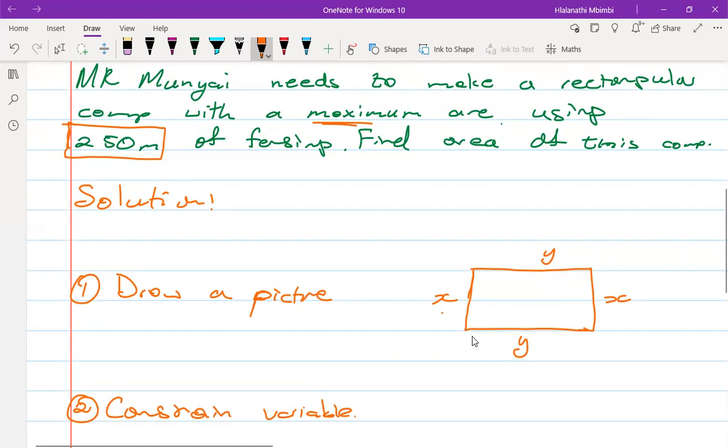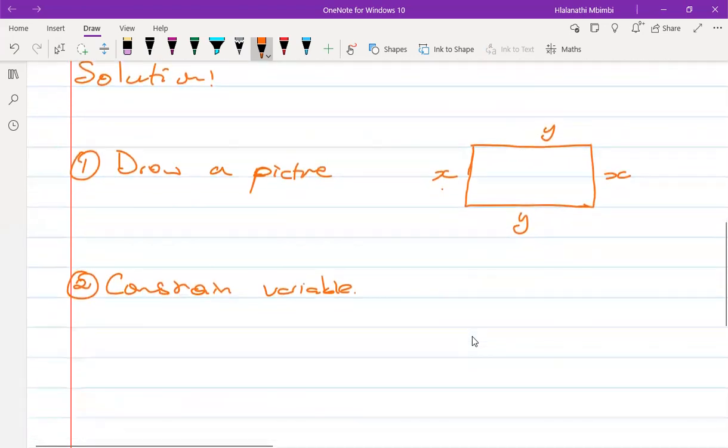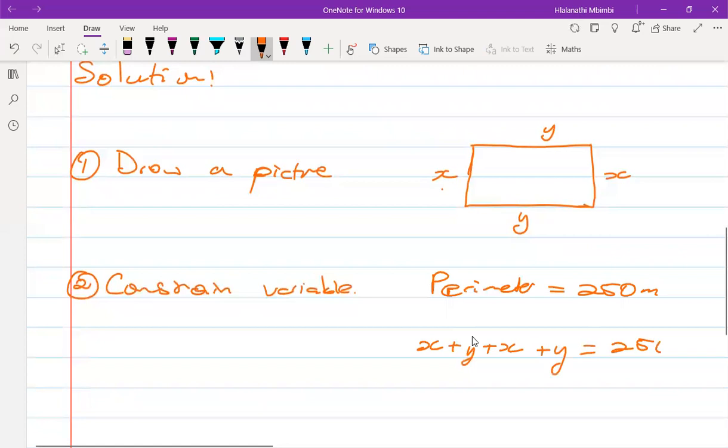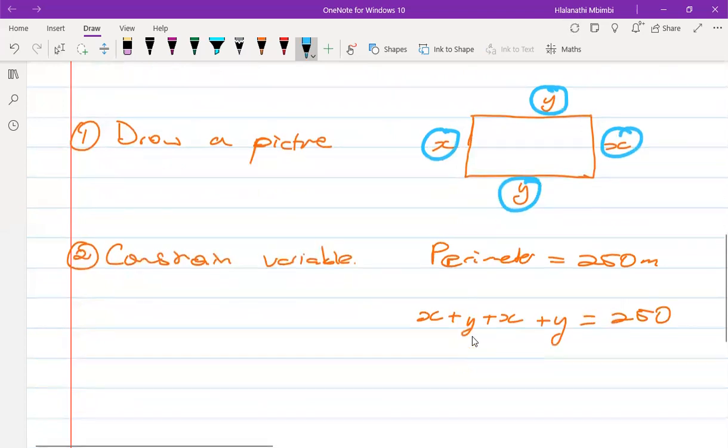So you will see that Mr. Munyai's constraint variable is the perimeter. So the perimeter, he has about 250 meters of fencing. These 250 meters would be used, you know how to calculate perimeter. You must say X plus Y plus X plus Y is equal to 250 meters. So I'm starting here, I'm saying X plus Y plus X plus Y. So I've covered all the sides.